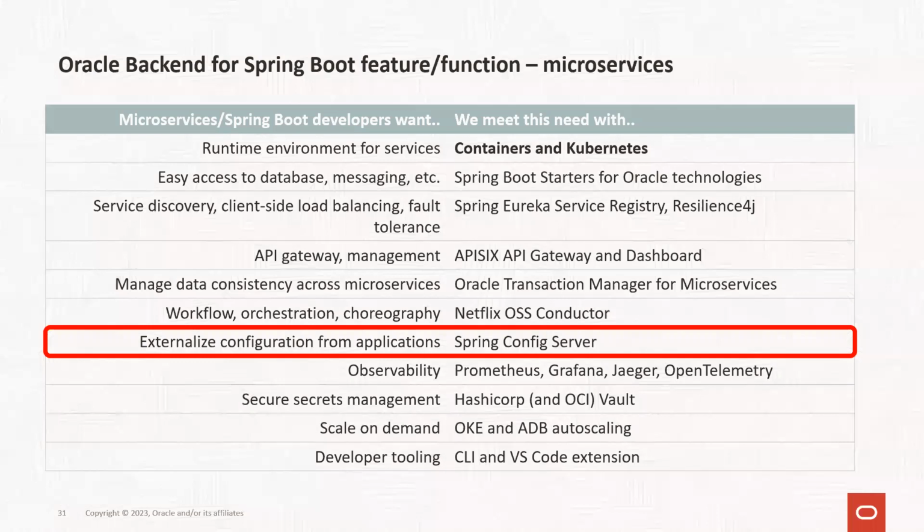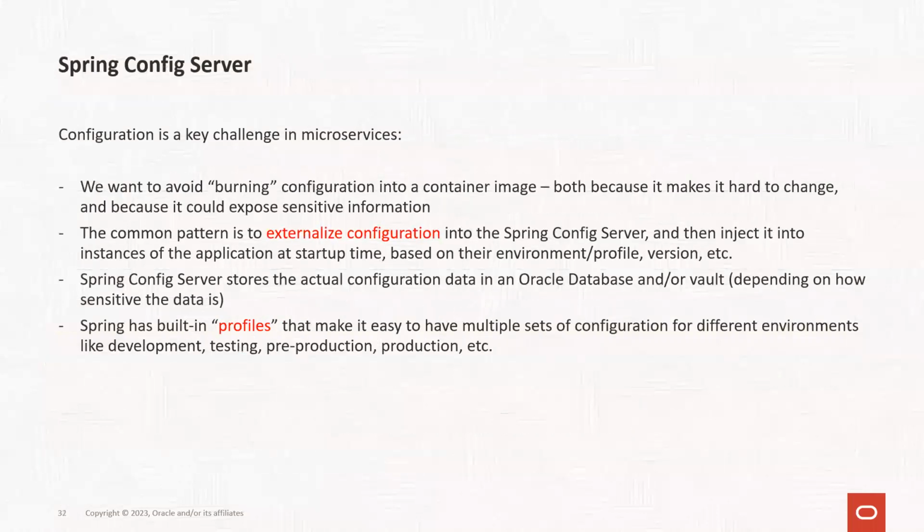Let's see, configuration. Configuration is a big challenge in microservices. You really don't want to include the configuration in the container images, or what we call burning it into the image. Because it makes it really difficult to change it then, because you have to rebuild the image every time you want to change the config, which gets to be annoying and consumes a lot of space and time. But also because the configuration can have sensitive information in it, like passwords or database connection URLs or things like that that you might not want to have floating around in a container image.